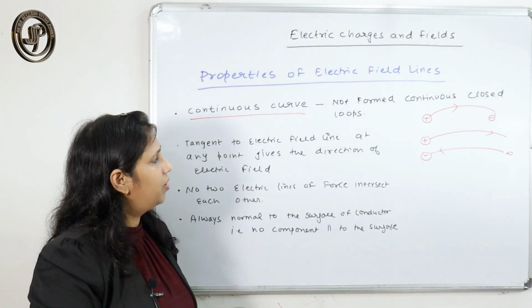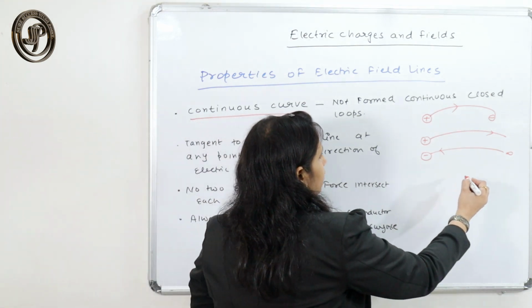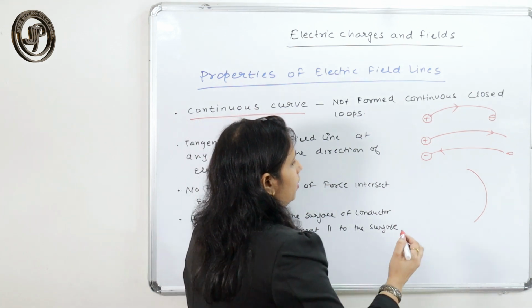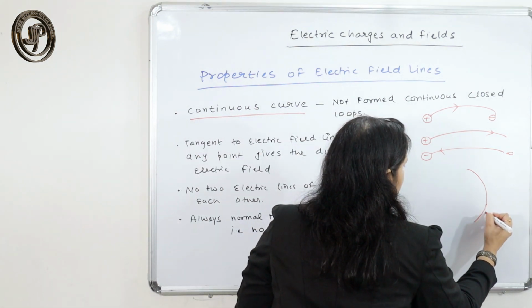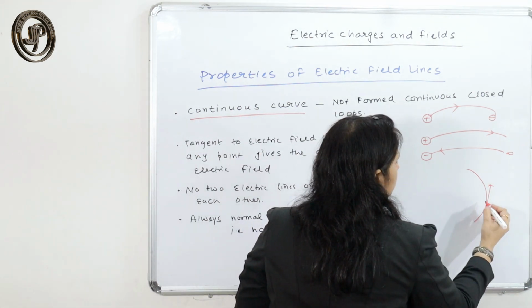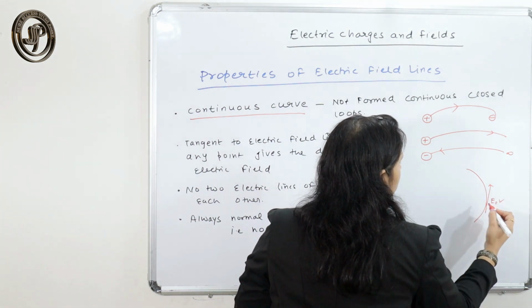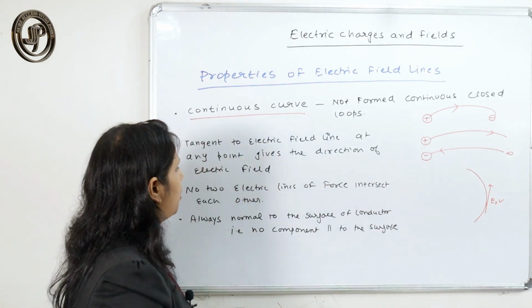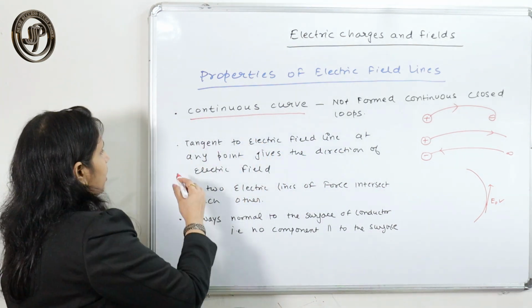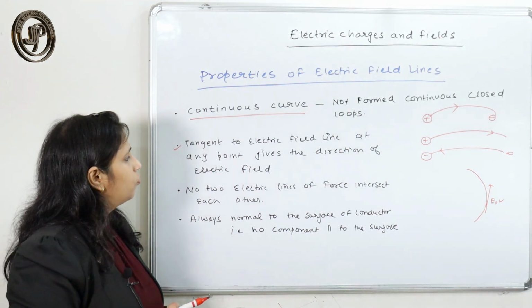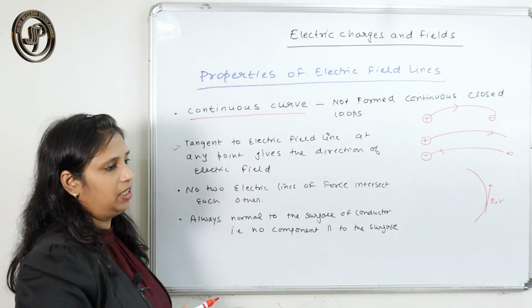I have already explained that if it is a curve, then at any point if you draw the tangent, the direction of that tangent gives you the direction of the electric field at that particular point. Okay, that is what the second point says. No two electric lines of force intersect each other.